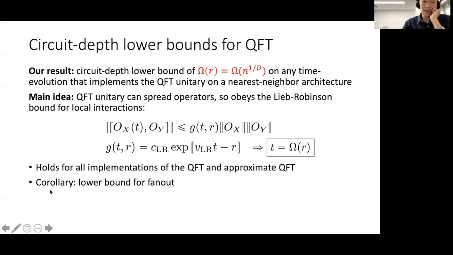As a corollary, this also lower bounds the time it takes to implement the fanout gate, since the fanout can implement the quantum Fourier transform in constant depth. And so a lower bound for the QFT is a lower bound for quantum fanout.